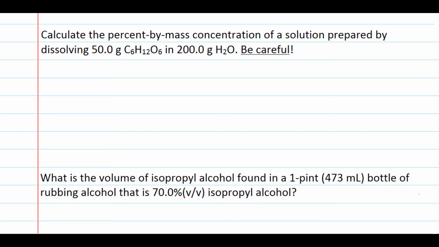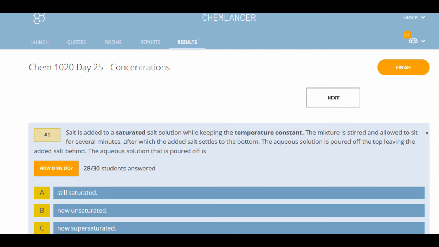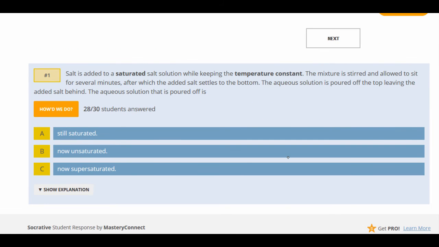And I remind you here to be careful. And then the next one says, what is the volume of isopropyl alcohol found in a 1 pint bottle of rubbing alcohol that is 70.0% by volume? And V over V here stands for percentage by volume isopropyl alcohol. So I'll give you a chance to go through these. We should check our answer here on the Socrative app.